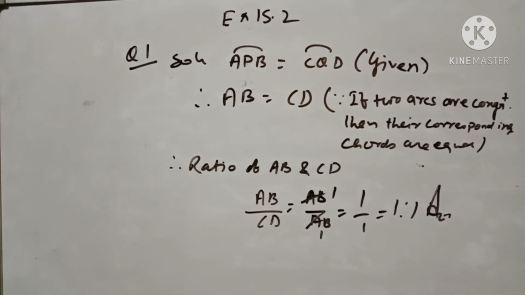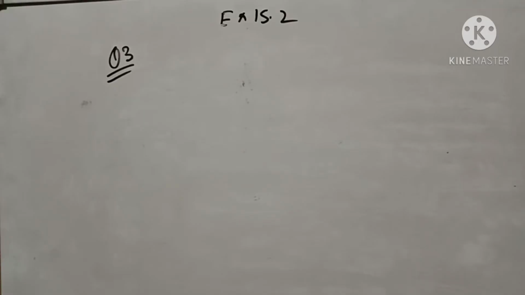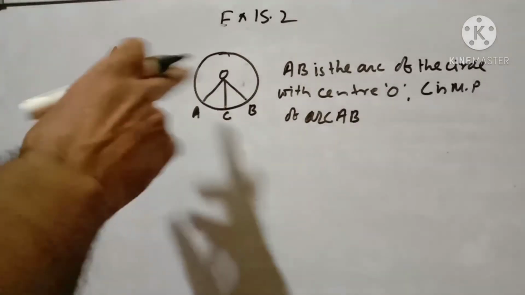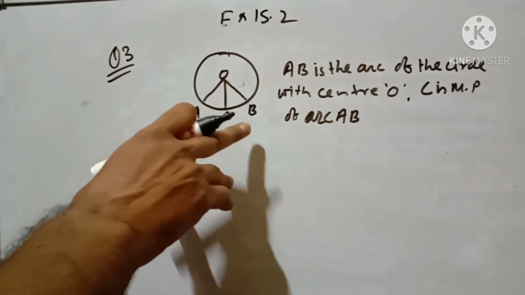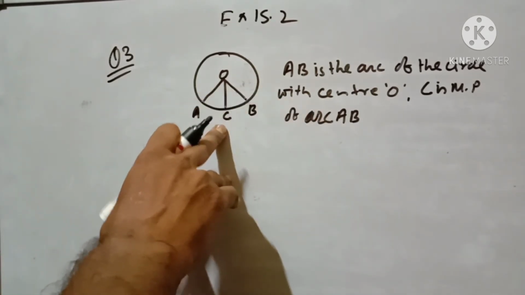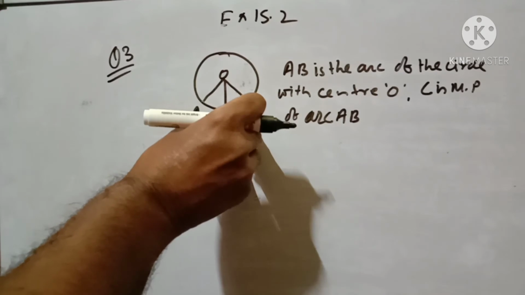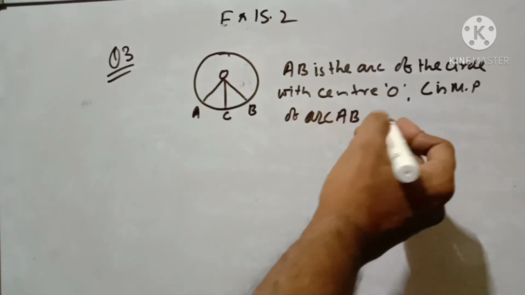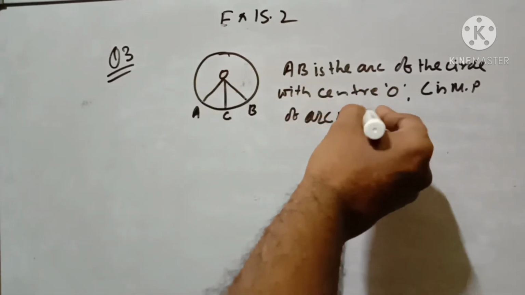Write down please. Now question number 3: prove that the angle subtended at the center of a circle is bisected by the radius passing through the midpoint of the arc. First of all, we have to draw one circle. O is the center, AB is your arc, and C is the midpoint of arc AB. Write down this part.